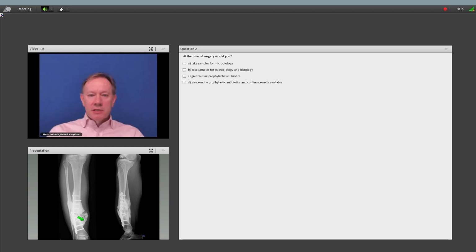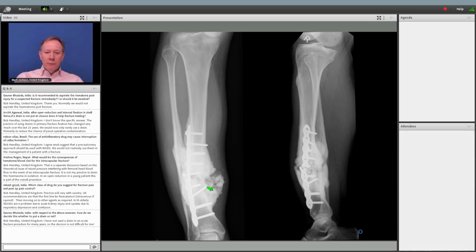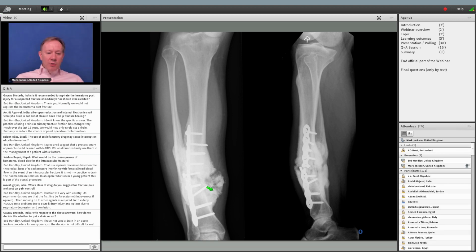So people are keen on sampling for both microbiology and histology, so that's good. And people are tending maybe to give prophylactic antibiotics and then continue. So that's the final result there. It's quite nicely spread across there. Okay, well, we'll see what we did.